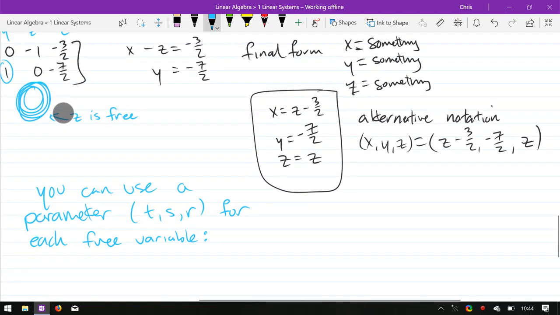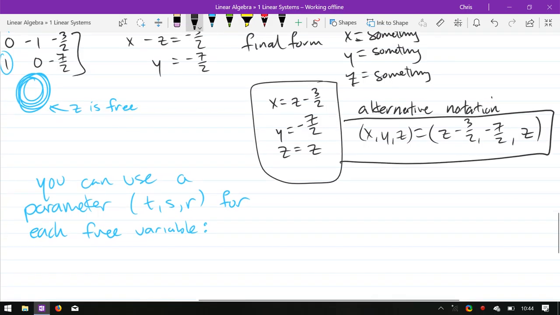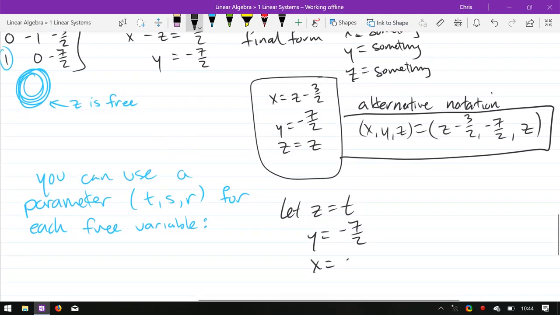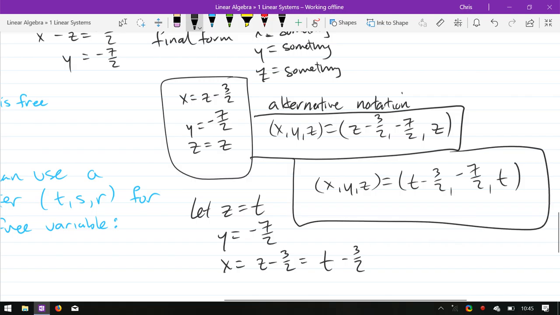I'll just keep going with the solution in blue. Well, I'll switch back to black. So I'll just put a box around all alternative form. In this case, we're going to let z equal t. And then I already have y is just that number, negative 7/2. And we're going to do the same thing for x we did before. X is now z minus 3/2, but for z we're going to use the letter t. So now writing all together, xyz is going to be x is first, so that's t minus 3/2, comma, negative 7/2, comma, t. So those are the three different ways to write this.